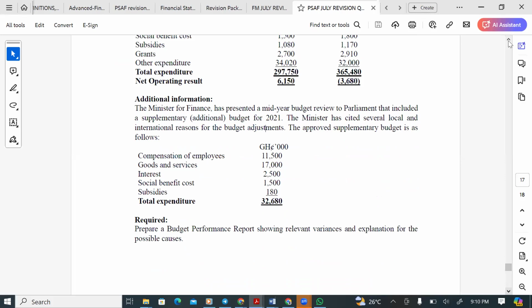Okay. So this is how you prepare any of them. They can bring any of them, but they like bringing the ratio more than any of them. Okay. So your budget performance reports. Okay. Budget performance reports.